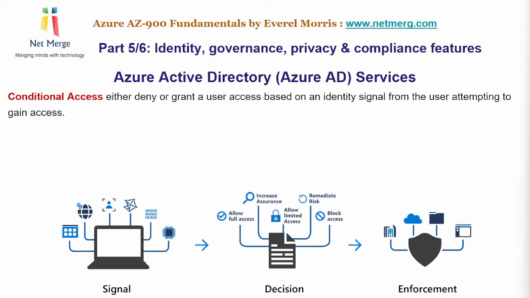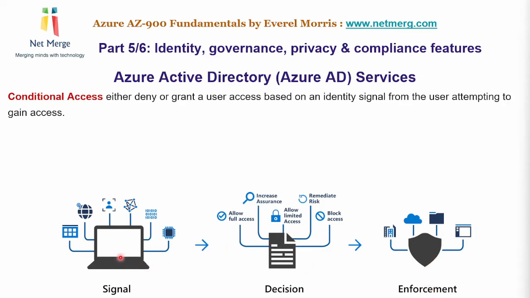So this is a situation where the system would either deny you or grant you access based on your identity or the identity signal from the user attempting to gain access. So there are three pieces to this puzzle. There's the signal, the decision, and the enforcement.